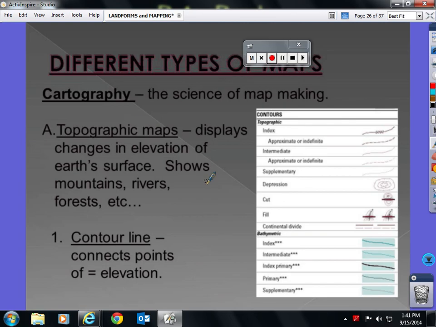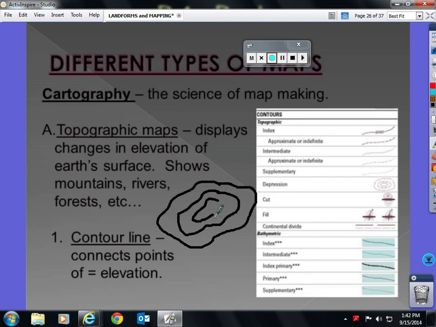So in other words, if I were, and I'm going to draw it on here, going around the bottom of Mount Trashmore and I'm staying at only 10 meters above sea level, it might look like that. And then when I go to 20 meters above sea level, it connects like this. And then I go to 30 and it goes up like this. Okay, so each line is telling me a certain elevation above sea level.